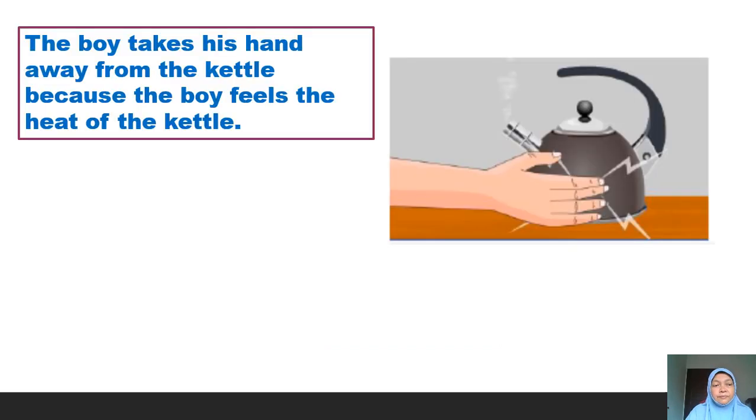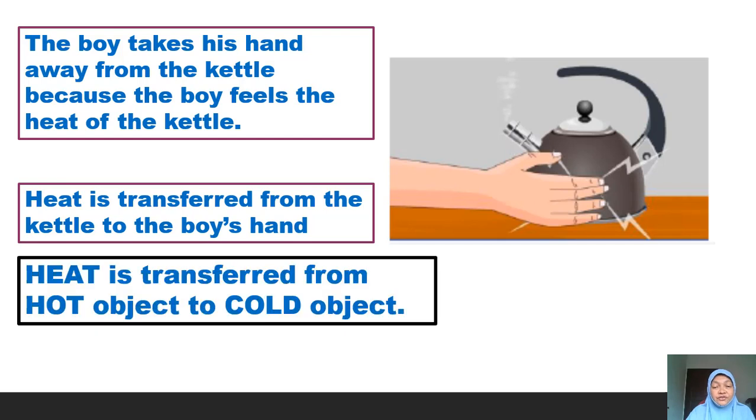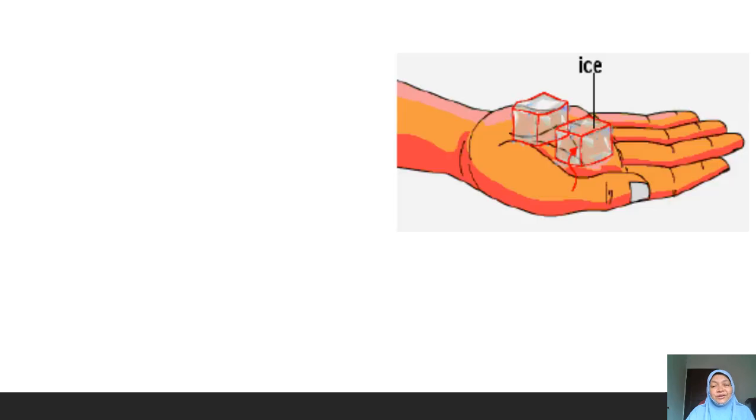Okay, the first one, the boy takes his hand away from the kettle because the boy feels the heat of the kettle. The heat is transferred from the kettle to the boy's hand because the kettle is hot and the boy's hand is cooler than the kettle. Right? So, heat is transferred from hot object to cool object. Okay.